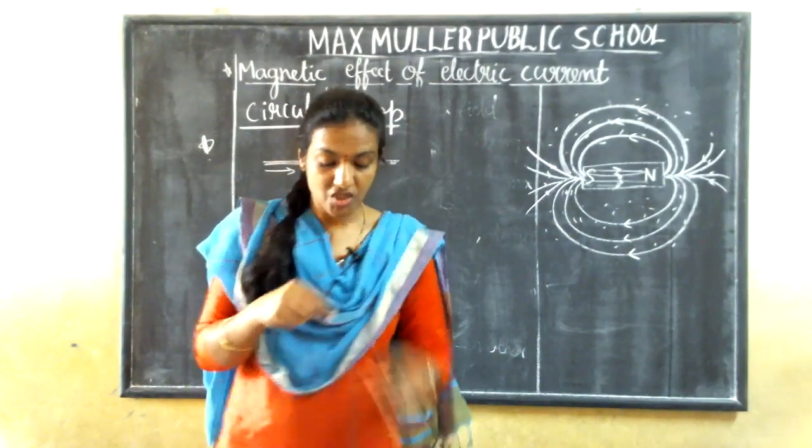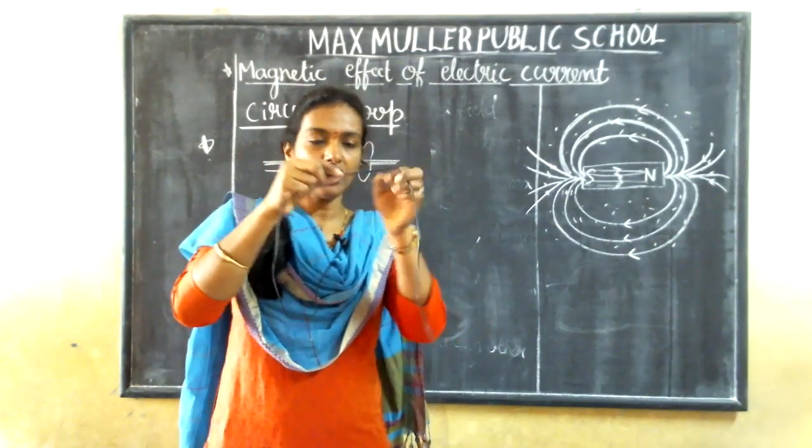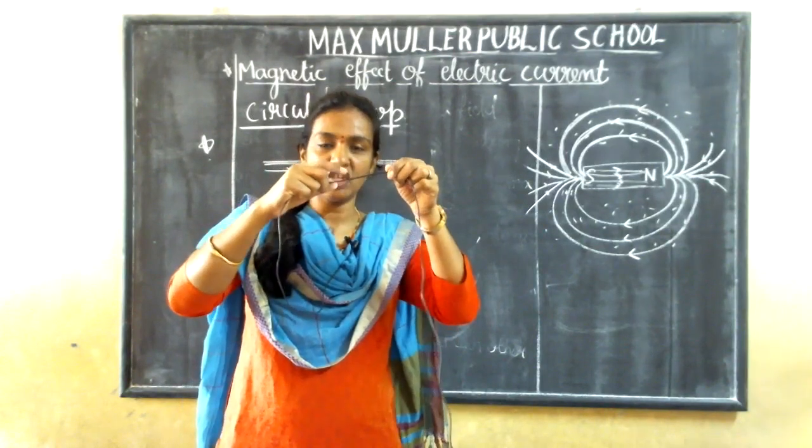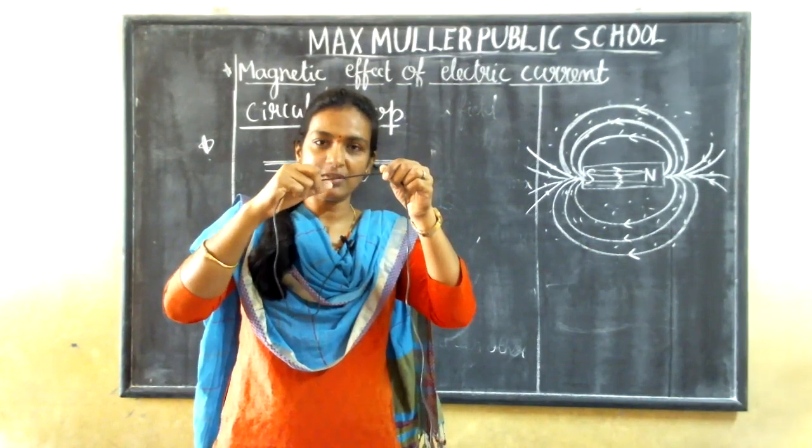This is one straight conductor. At this straight conductor, if you have some magnetic field around it, they are all arranging themselves in a circular way.